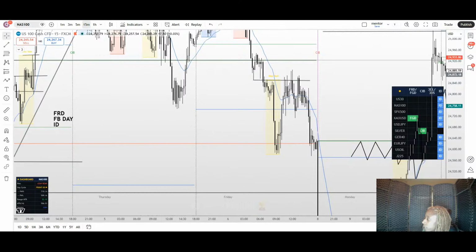Is the first red day a candle that broke below the open? Or is it the first candle that closed below the open after it puts in the high of the week?